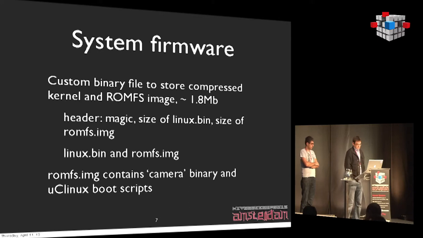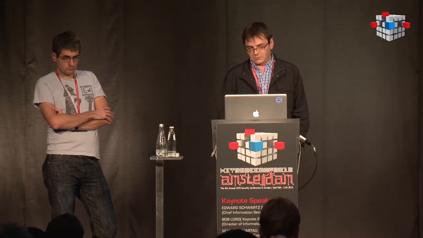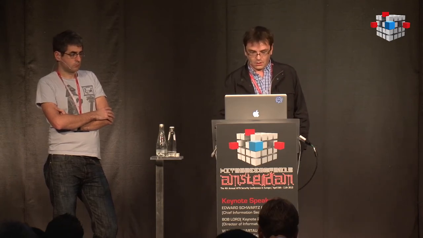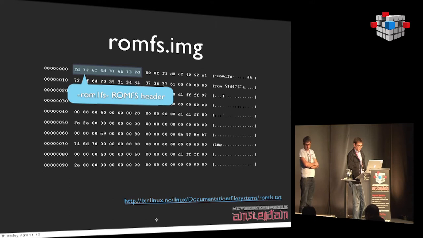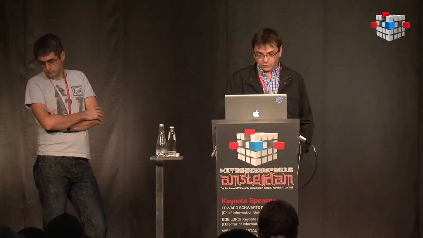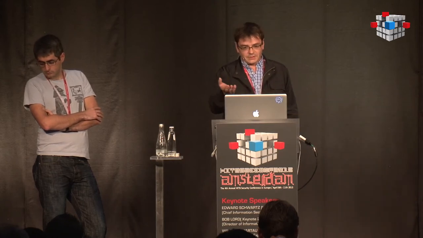So the system firmware is a custom binary file. It starts with a header, like 20 bytes or something. There are two different versions, but they're almost the same. It has 4 bytes of magic number, and then sizes of two files, Linux bin and ROMFS image, and the files themselves. You can see that Linux bin is a zipped version of the file, and ROMFS, you can mount this ROMFS on your Linux using the regular mount, and you can find details by this link on how to deal with ROMFS. It's a read-only file system. There's nothing fancy. And web UI, it just looks like this.